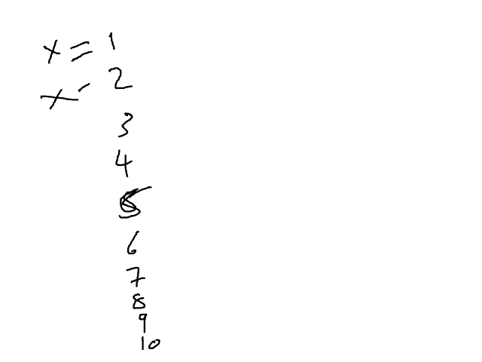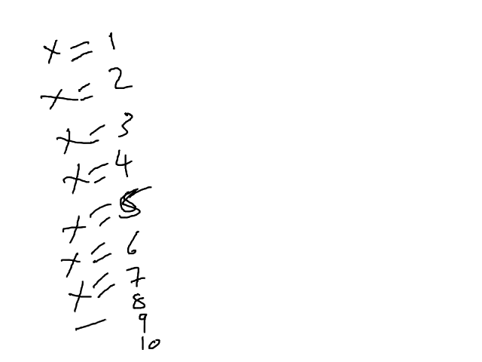So now the output will be something like this. The output will be x equals 1, x equals 2, x equals 3, x equals 4, x equals 5, x equals 6, x equals 7, x equals 8, x equals 9, and x equals 10. After that, the program will stop and we'll have this output. Is this clear?